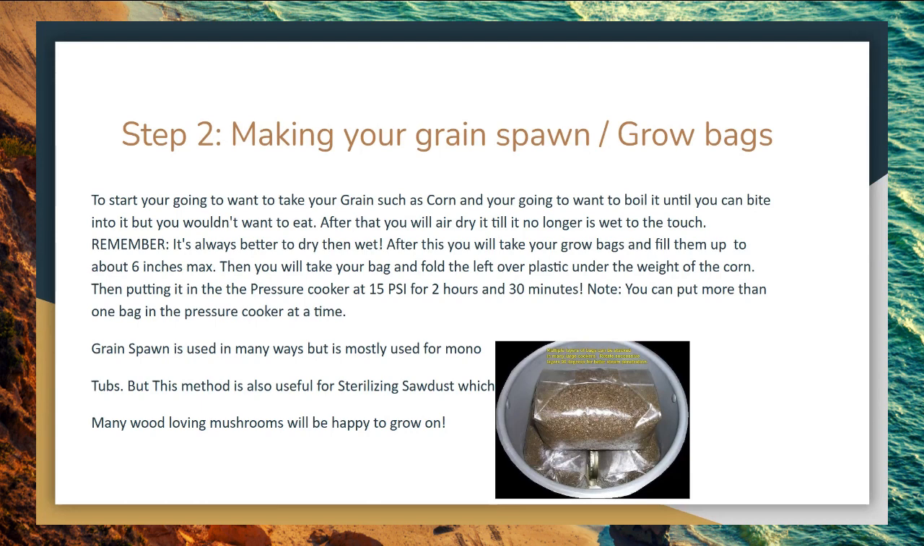And then after that, when you get a bit cockier, you can put about 6 inches in there and you'll be fine. Okay, then you're gonna take your bag and fold the leftover plastic under the weight of the corn. Then put it into the pressure cooker at 15 psi for 2 hours and 30 minutes. That doesn't mean you put it in there, close it, and set a timer for 2 hours and 30 minutes. That means you're gonna wait for it to get to 15 psi, and then you're gonna start the timer.